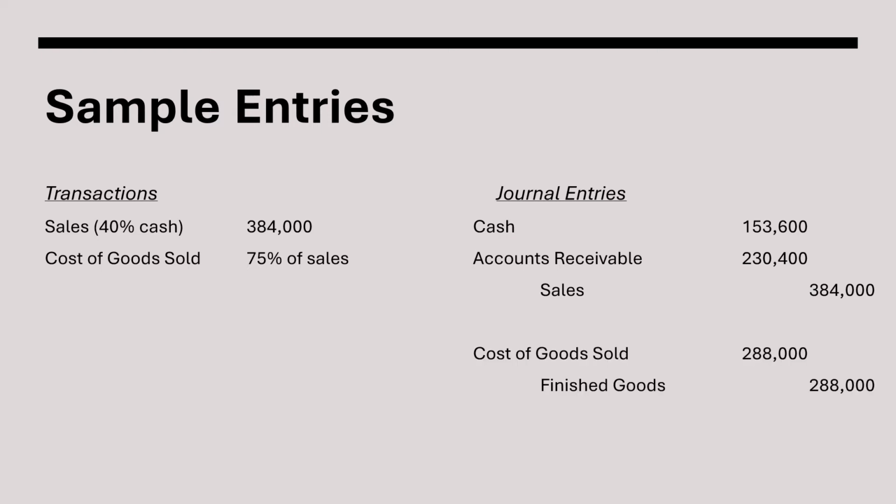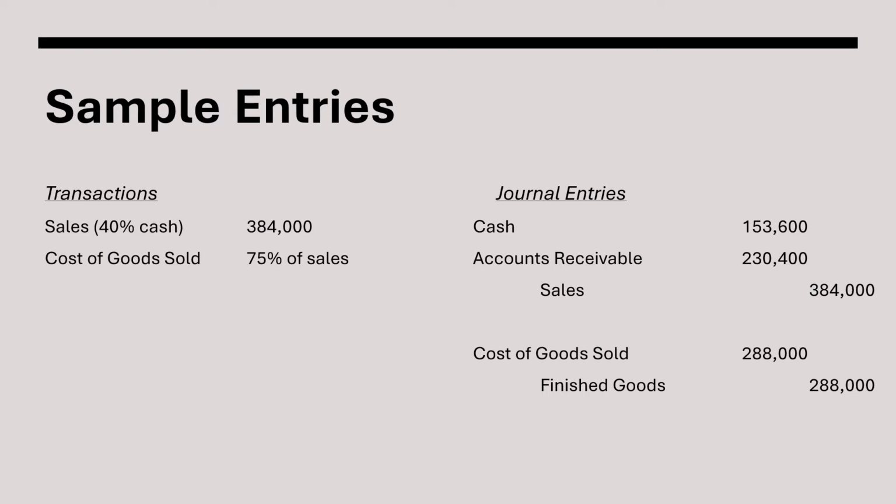So how about if the sales is 384,000 and 40% of that is cash, and the cost of goods sold is 75% of sales? Sales, of course, the normal balance for sales is credit. So you credit sales and you debit cash 150,600. That's 40% of the given. And accounts receivable, 230,400, which is 60% of the given.